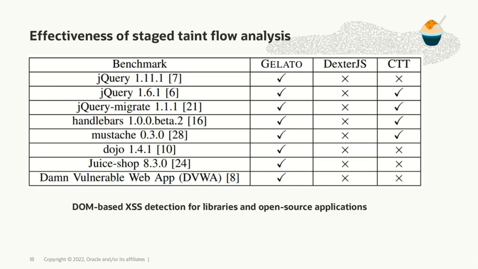To evaluate the effectiveness of our taint analysis, we compared Gelato with two state-of-the-art taint tracking tools: Dexter.js, which propagates taints by instrumenting the source code, and Chromium Taint Tracker, which instruments the Chromium engine to propagate taints. We evaluated these tools on libraries and applications with known DOM-based XSS vulnerabilities. And as you can see, Gelato is the only tool that can detect all of these vulnerabilities.